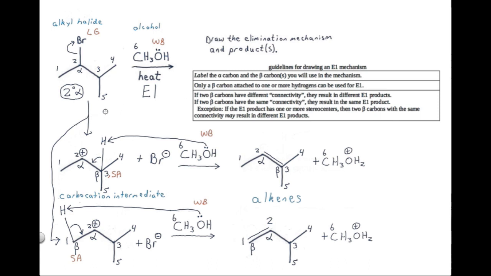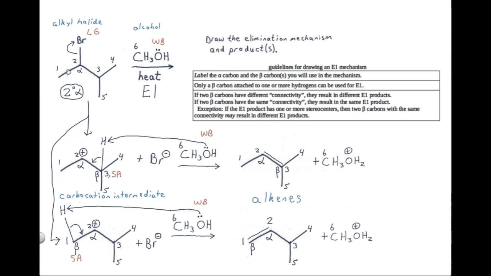And we could see from the beginning that these 2 beta carbons would result in different E1 products because the 2 beta carbons have different connectivity. Remember that the connectivity describes the complete series of all the atoms that an atom is connected to and all the atoms that those atoms are connected to.